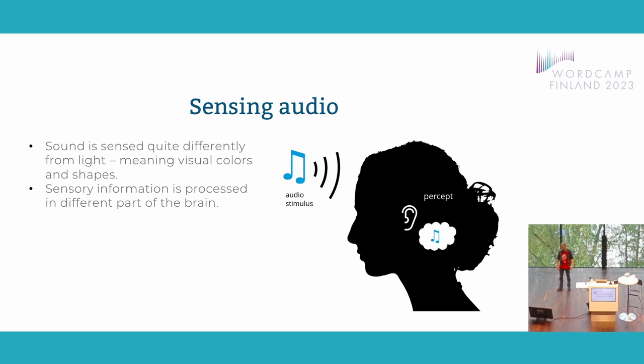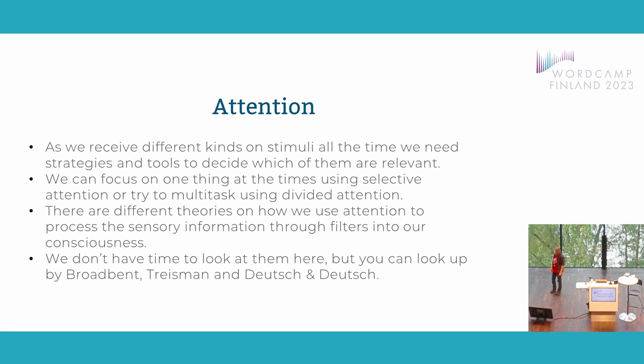And we also have different input nerves, and for sensing audio, audio is processed in a different part of our brain than our visual input. As we receive different kinds of stimuli all the time, we can't just try to understand everything. We need to use our attention to focus on what is relevant. There are different theories on what kind of filters we use and what kind of pathways there are for our attention and how we select what we focus on.